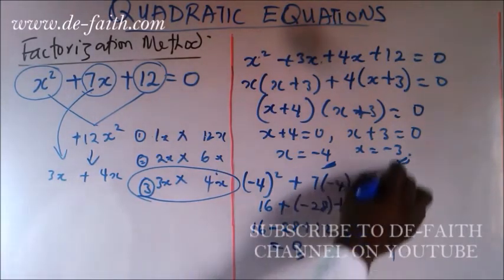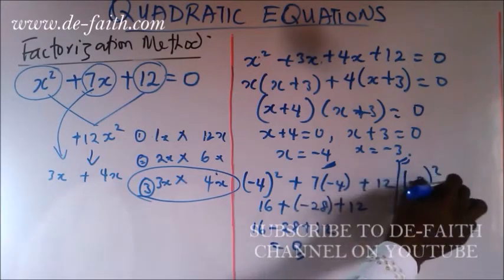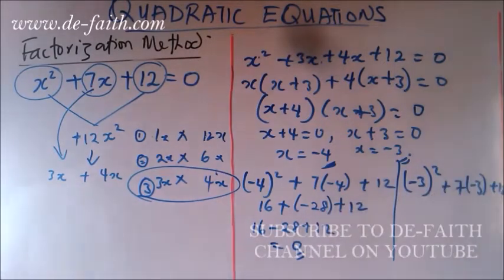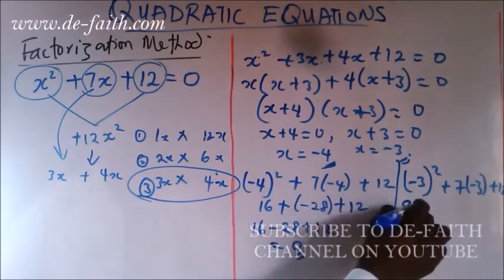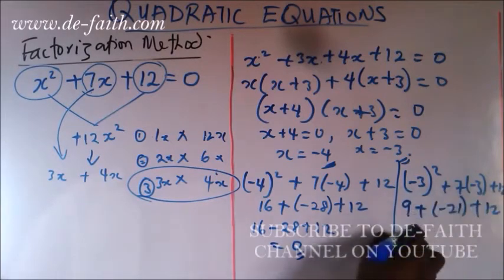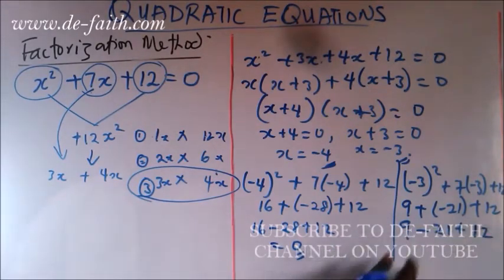And we can also check with minus 3, where we have minus 3 squared plus 7 into brackets minus 3 plus 12. And so we have minus 3 squared is 9, then plus times minus is minus 21 plus 12. So 9 plus 12, that's 21. So 21 minus 21 is 0. So this has been checked and confirmed.